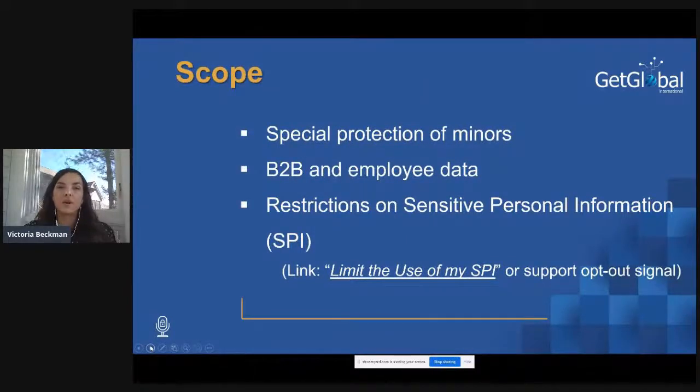Okay. As far as the scope, and I have my little chart here, so I may be cheating and looking a little bit at that. As far as special protection of minors, both CCPA and CPRA have similar requirements in terms of defining the opt-in for minors between 13 and 16, providing notice, and how you have to obtain parental consent. So those things don't really change much.